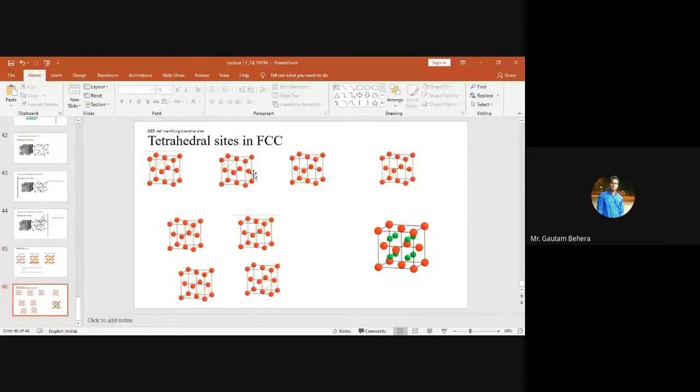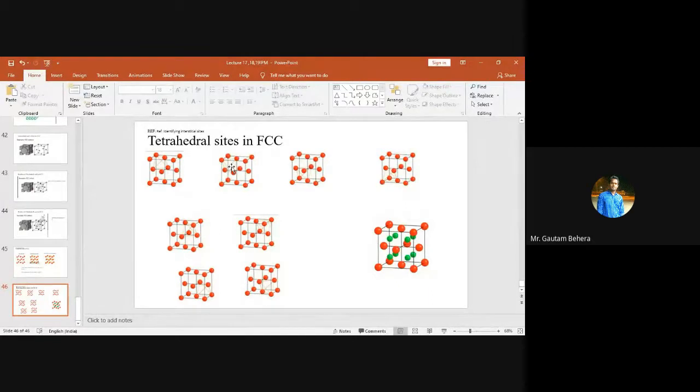Now tetrahedral sites in FCC. As I told, tetrahedral voids or sites are formed between 4 adjacent atoms. Right? Just have a look. This center position is a tetrahedral void. How? This is one corner atom. This is one face centered atom, this is one face centered atom, this is one face centered atom, and this is also one face centered atom. So 1, 2, 3, and 4 face centered atoms, and one corner atom will form a tetrahedral site.